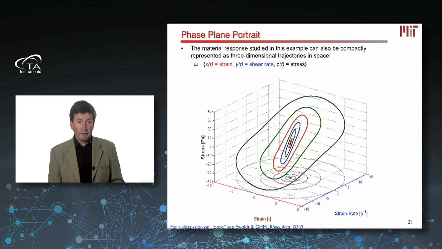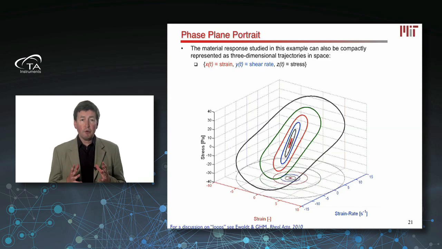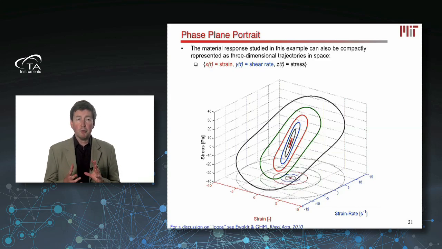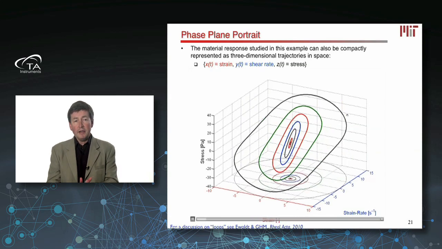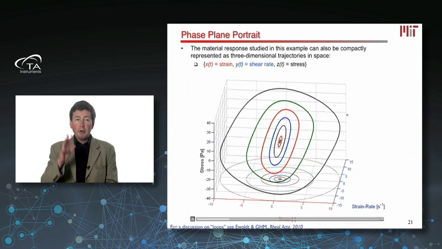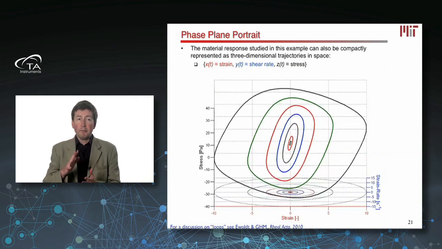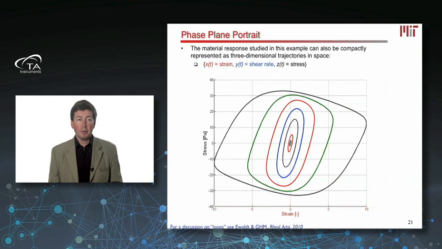Okay. Finally, the thing that I want to point out is that what you're seeing is really two-dimensional projections of a three-dimensional surface. And so here is the plot as a three-dimensional surface. On the horizontal axis is strain and strain rate. And on the vertical axis, I've plotted the stress that's been measured for a series of different strain amplitudes.